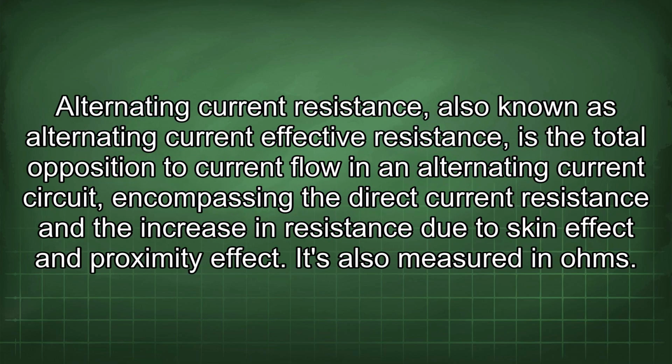Alternating current resistance, also known as alternating current effective resistance, is the total opposition to current flow in an alternating current circuit, encompassing the direct current resistance and the increase in resistance due to skin effect and proximity effect. It's also measured in ohms.